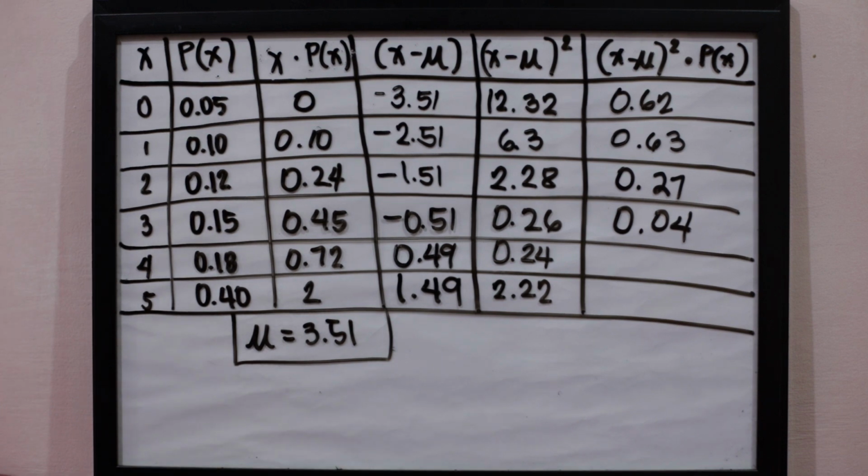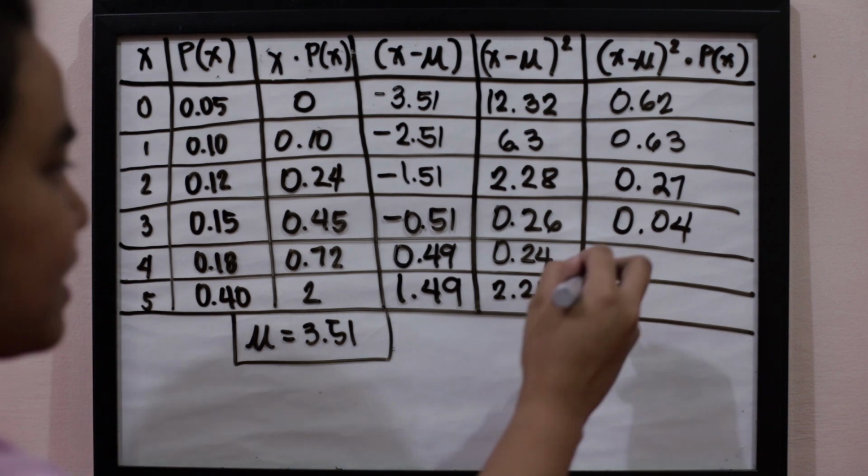0.18 multiplied by 0.24, the answer is 0.04.